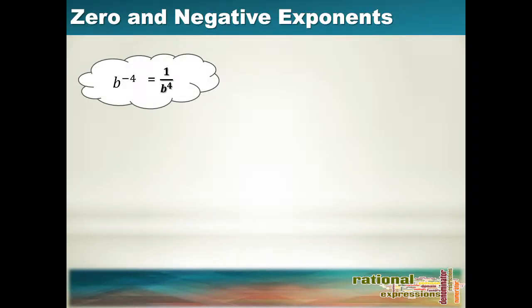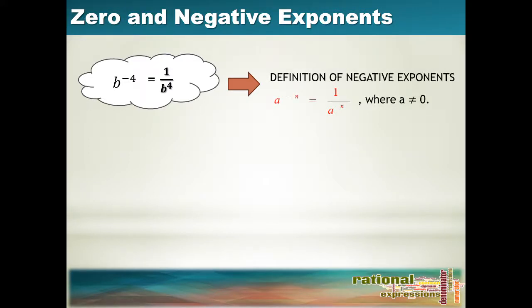Okay, b raised to the power of negative 4 is equal to 1 over b raised to the power of 4. It is because from the definition of negative exponents, a raised to the power of negative n is equal to 1 over a raised to the power of n. Any number that is raised to a negative power can also be expressed as a reciprocal of the base raised to its exponent.